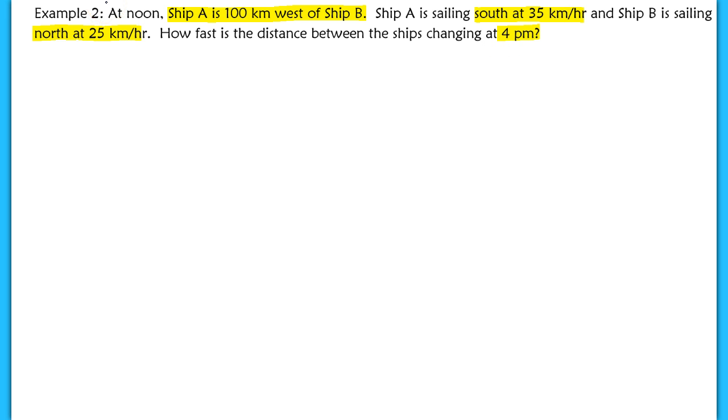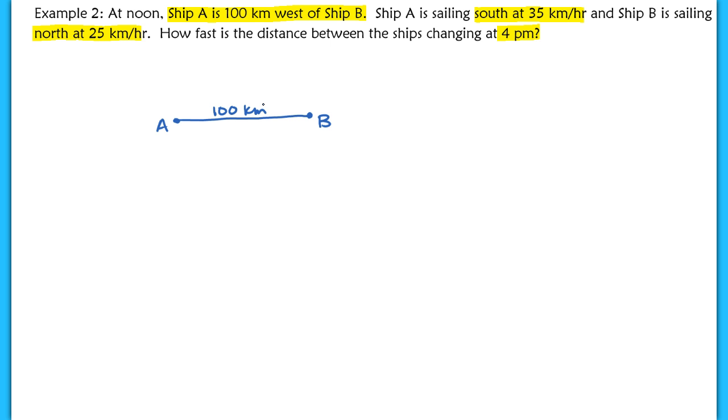All right, so let's go ahead and get started with our diagram. We know that these two ships are 100 kilometers apart. Ship A is to the west of ship B, which means ship A should be to the left here and ship B is on the right. So let's label the distance between those 2 points as 100 kilometers.